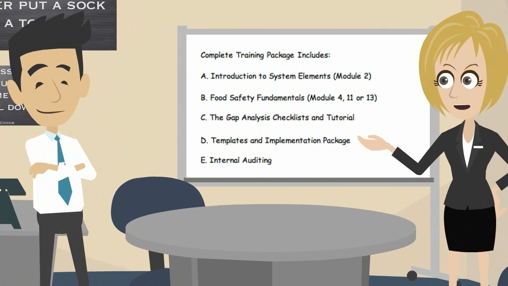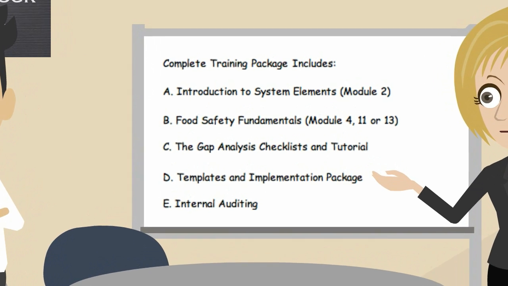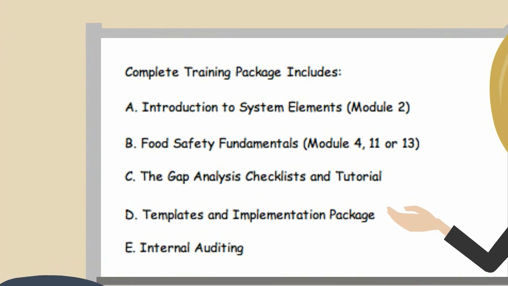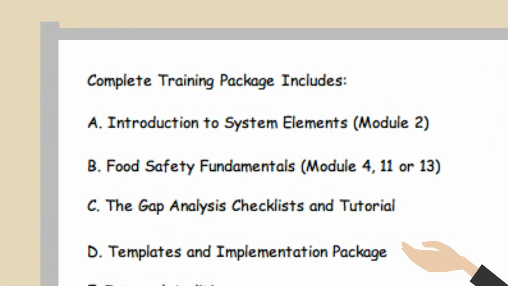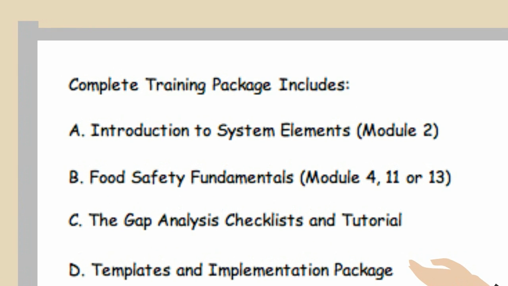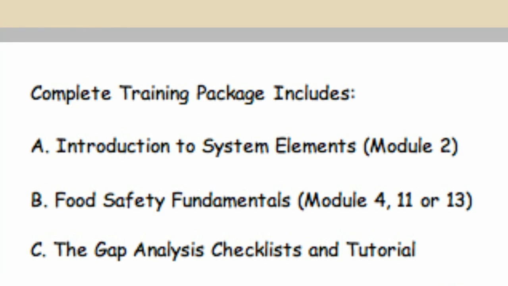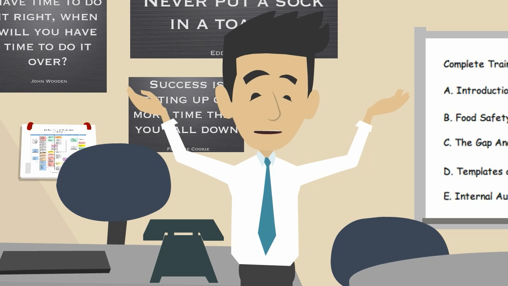Yes, it includes online training sessions that cover the sections of the code that you need to understand. For example, a food processor will choose modules 2 and 11 of the code, and it also includes checklists and a tutorial that will teach you how to compare your current system to the requirements of the code, and provide checklists to help you complete this task, called a gap analysis. But I still won't know how to build the system.